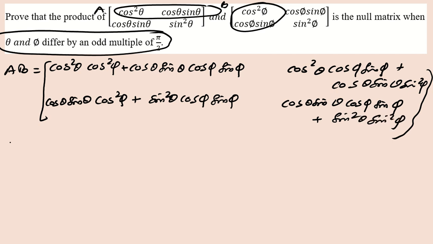Okay, now we need to calculate this. So just check whether we can take something common or not. It will be cos theta, cos phi can be taken common.